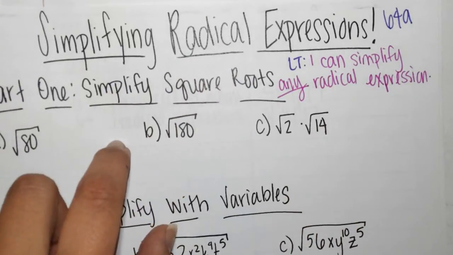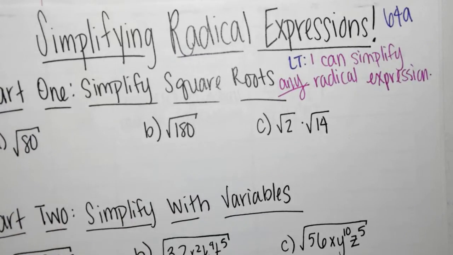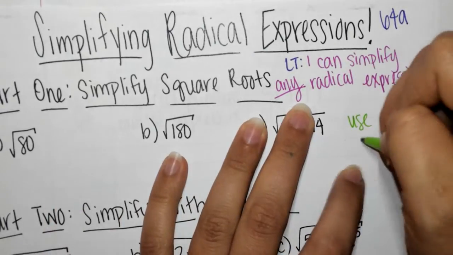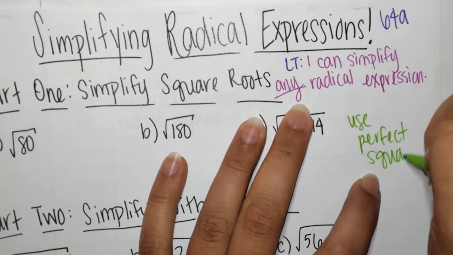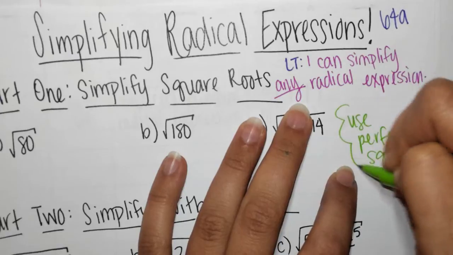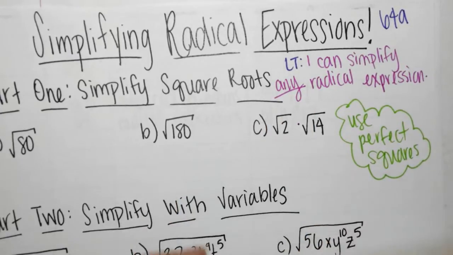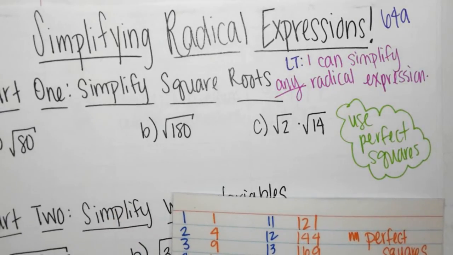You looked at part 1 together. Part 2 has variables. Part 3 has fractions. Part 4 has conjugates, which is a lot of fun. So you use your perfect squares still in all of this. That's what we've been doing. That's why I left a note card up here. So use perfect squares. And if you don't have your perfect square note card still, you are welcome to make one. And I'll laminate it for you if you want. Well, I'm almost out of laminating sheets. I'll buy some more and laminate it for you.